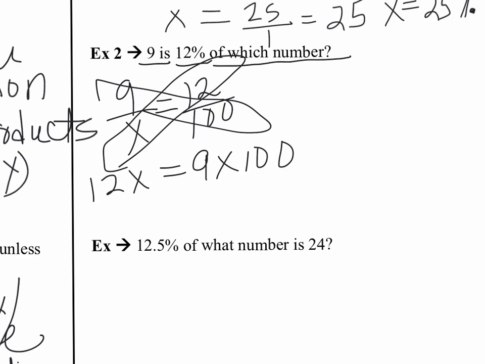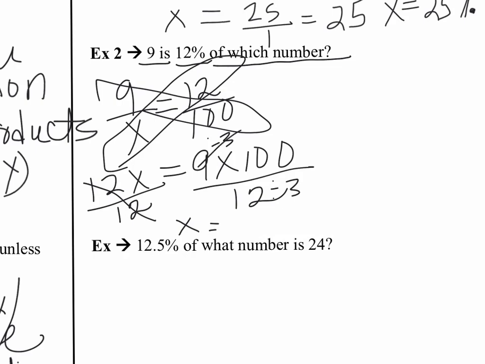How do you get rid of the 12 by the x? Divide by 12. 12 over 12 is equal to 1, so 1x, and divide 9 times 100 over 12. 12's cancel, x will be by itself. This time we're actually looking for a number, not a percent. We can see quickly that 9 and 12 are both divisible by 3. 9 divided by 3 is 3. 12 divided by 3 is 4. Now you have 3 on top still and 100. That is correct. 4 can go into 100 evenly. 4 divided by 4 is 1, and 100 divided by 4 is 25.